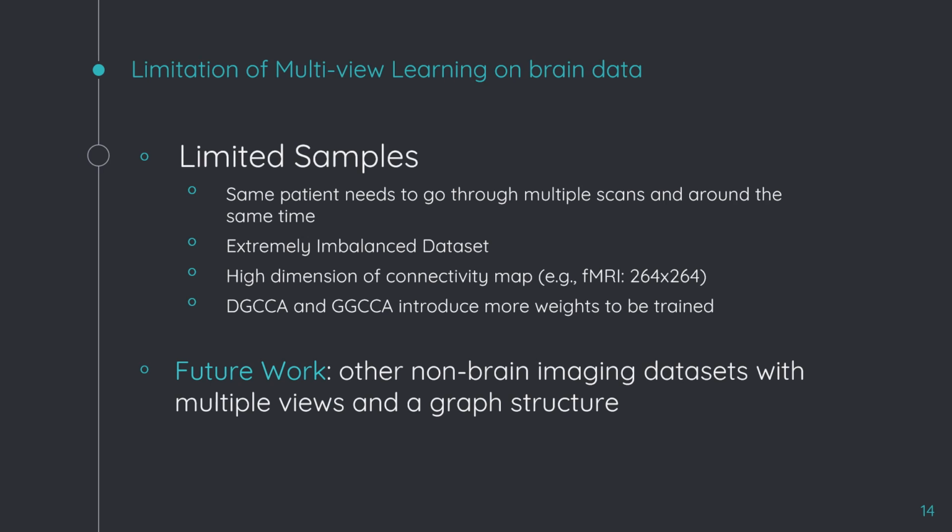For us to combine different views, one patient needs to go through multiple brain scans around the same time range. The dataset is also extremely imbalanced with the PD class making up to 90% of the entire dataset, and therefore we have to remove some of the majority class for classification. The input is also of very high dimension, and we need more data to train the additional weights introduced by the DGCCA and GCCA architectures. Therefore, in the future, we could be trying out other datasets with multiple views, a graph structure, and that contains a sufficient number of samples.